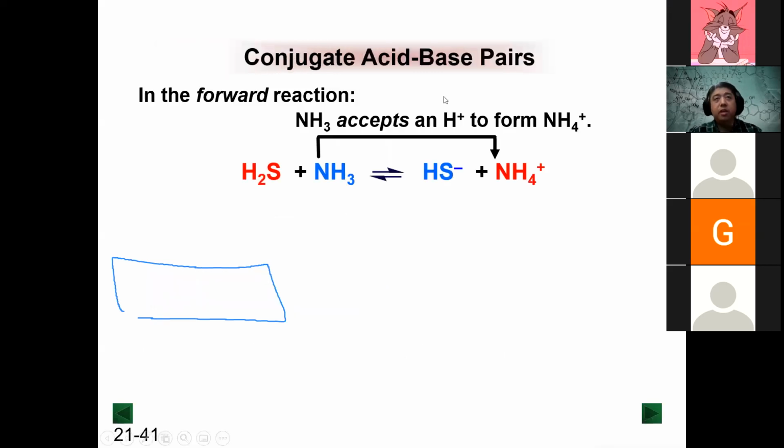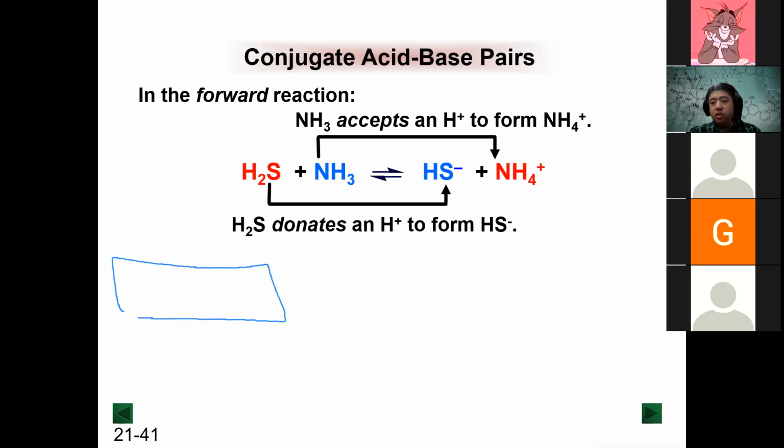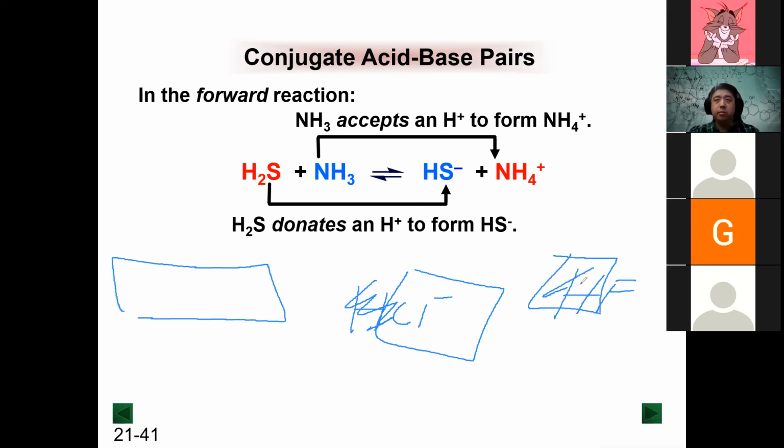Okay, a little bit on conjugate acid base pairs. Remember that a conjugate base is something that has lost the acid proton. So if I wrote HCl and I get rid of the H, this is my conjugate base. Or this one right here, essentially F minus. That's your conjugate base.